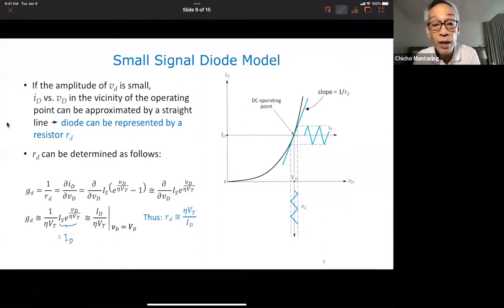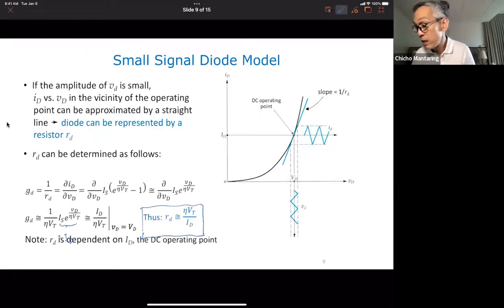R sub d equals eta V sub t over I sub d, evaluated at I sub d, the current at V sub d equal to capital V sub d. Are there any questions? So this is the important result. Note again that R sub d is dependent on the value of I sub d. I already mentioned that. Depending on where you are in this curve, your slope changes, and therefore R sub d changes.